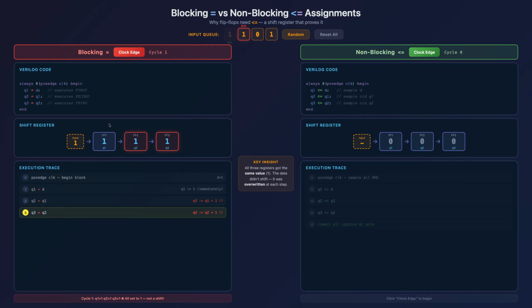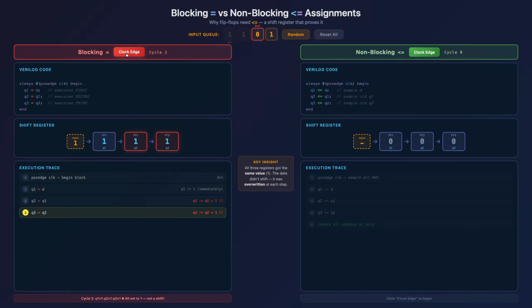There's the positive edge of the clock, and this happens first, blocking this one before it happens. So Q1 equal to D, and then Q2 is equal to Q1, and then Q3 is equal to Q2. So because Q1 is equal to D, that Q1 gets assigned, and it propagates all the way through. And so you see, instead of a shift register, this 1 gets assigned all the way through to all these flip-flops.